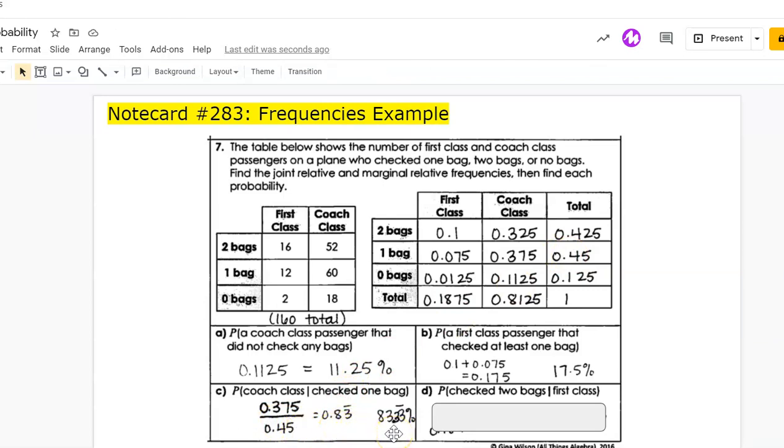So it's about 83.3%. Right here, another given that, or conditional probability: the probability that they checked 2 bags given that it's first class. So remember the formula, it would be the probability they checked 2 bags and it's first class, which is right here, 0.1, divided by the probability they're first class, which down here in the total column is 0.1875. So you type that in your calculator, you get 0.53 repeated. So that's about a 53.3% chance.